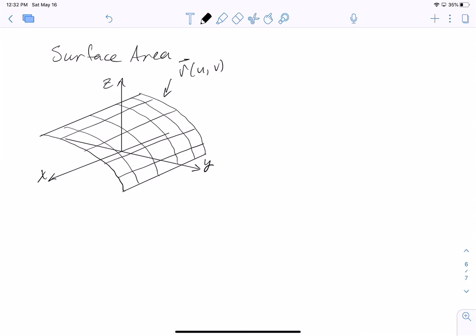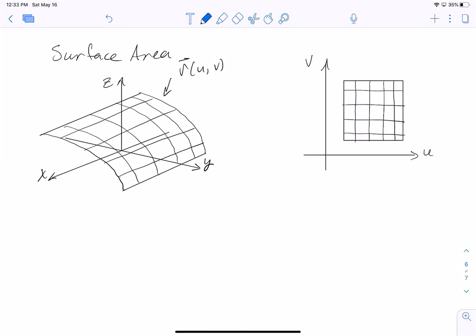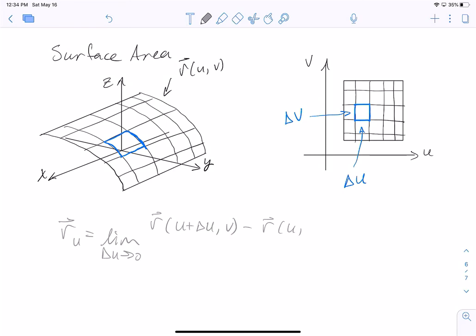Now we're going to consider also a region in the UV plane. Let's say there's a little rectangle in the UV plane that maps to a patch on the surface r. The width of the rectangle is delta u and the height is delta v. Recall that the partial of r with respect to u is equal to the limit as delta u approaches 0 of r(u plus delta u, v) minus r(u,v), divided by delta u.